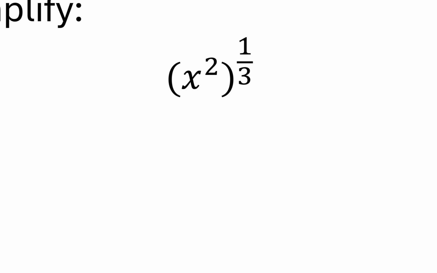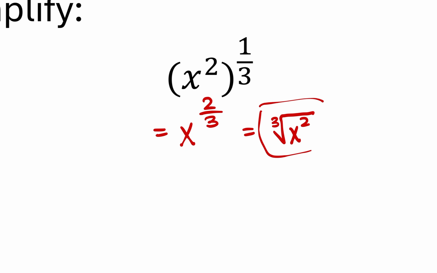For the next one, we have x to the 2 times 1. That gives us 2 divided by 3. And that can be simplified further to be what? Top in, bottom out. That's going to be the radical of x to the second and the 3 outside. So this is the cube root of x squared.